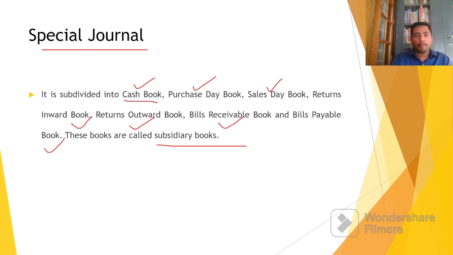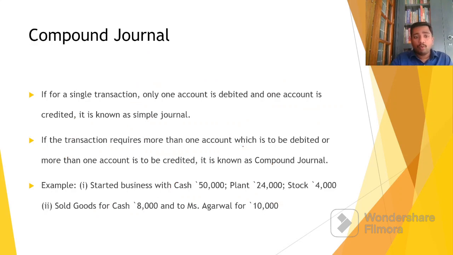Coming to the last topic of our discussion today, that is the compound journal. Compound journal means there is more than one account debited or credited. For a normal transaction or journal entry, there are only two aspects: the debit aspect and the credit aspect. Normally your transaction has one debit and one credit. If there is more than one debit and more than one credit in a single transaction, such transactions are known as compound journal.